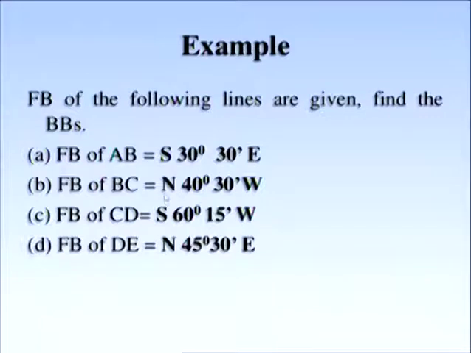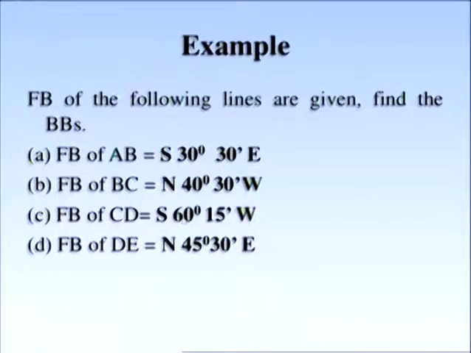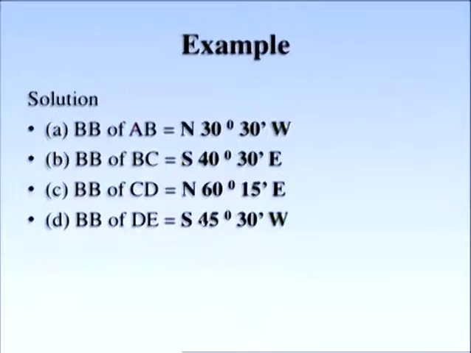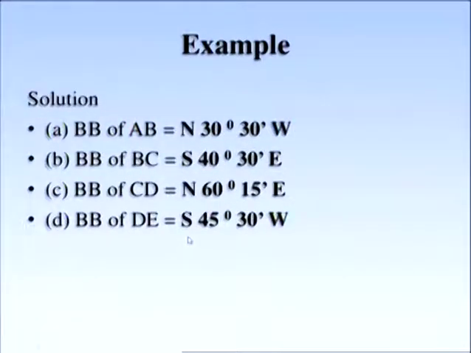Here for BC, north 40 degree 30 minute west. The answer is south 40 degree 30 minute east. Here south 60 degree 15 minute west, our answer is north 60 degree 15 minute east. And from north 45 degree 30 minute east, the answer is south 45 degree 30 minute west.